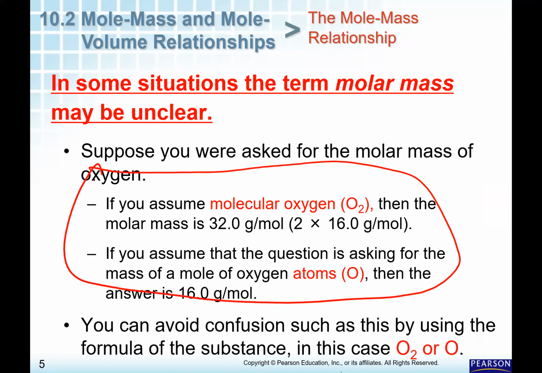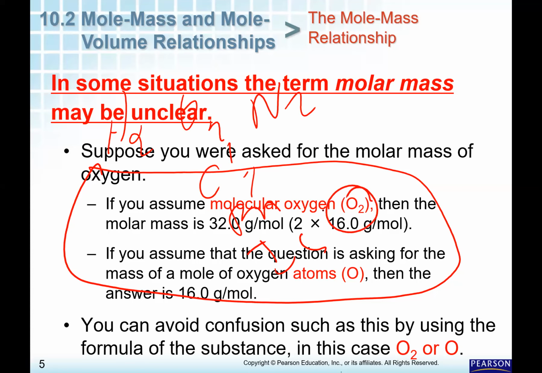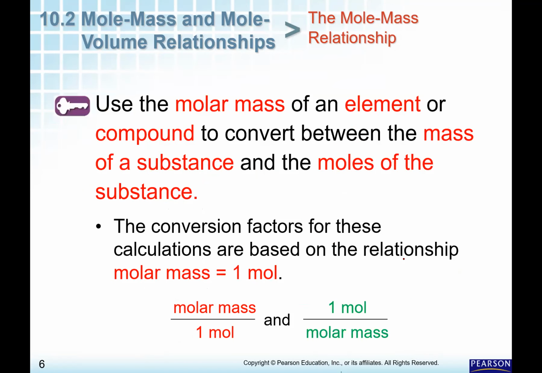Whenever you have a problem or a question where we're talking about the 7 elements that exist in a molecular form, meaning H2, O2, N2, Cl2, Br2, I2, all of these twos, diatomic molecules, you have to be specific about the molar mass. When we say molecular oxygen, that means that we're talking about 2 atoms of oxygen. But if we're talking about atoms of oxygen or 1 atom of oxygen, then that is 16. So you have to be careful about how to do that.